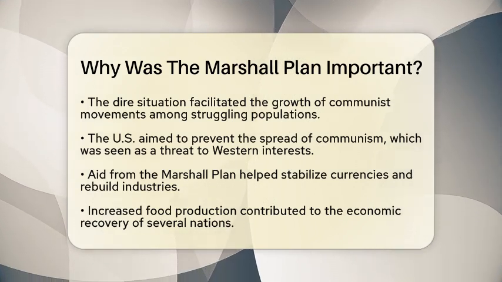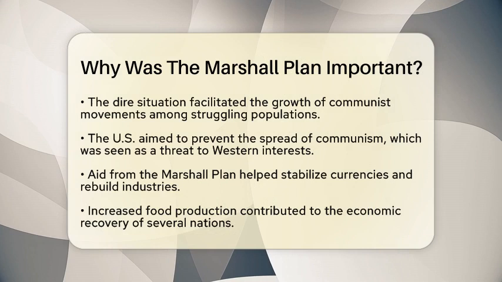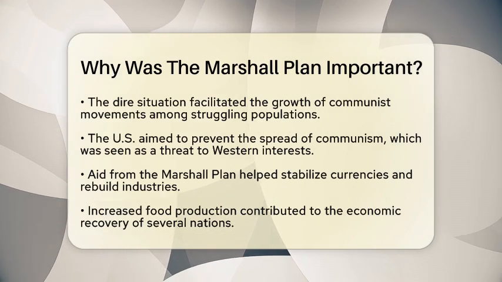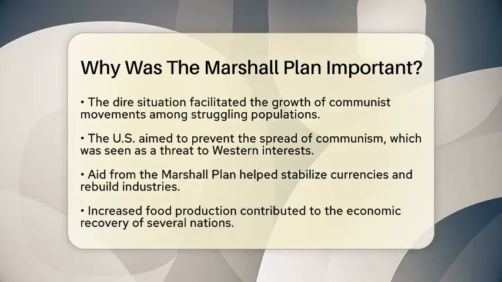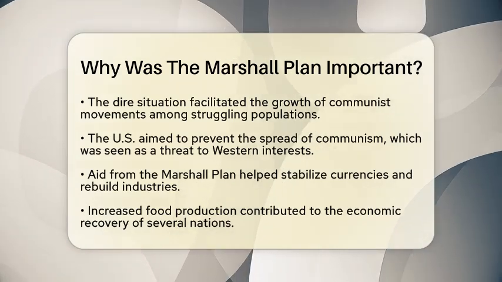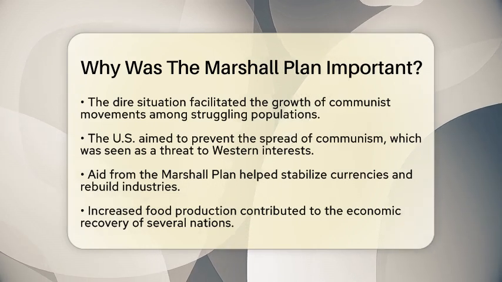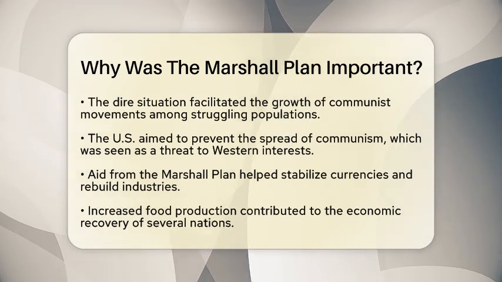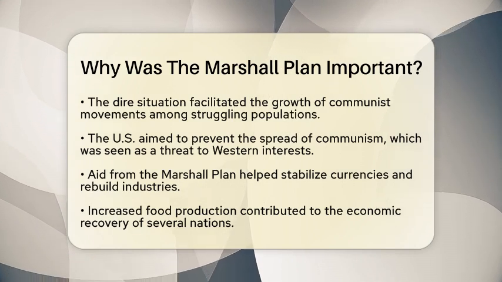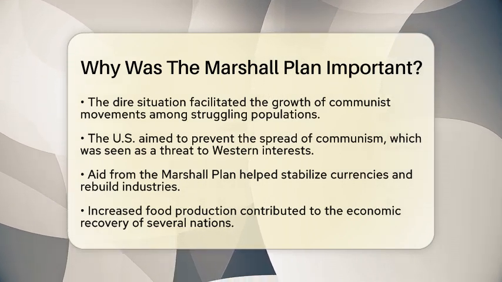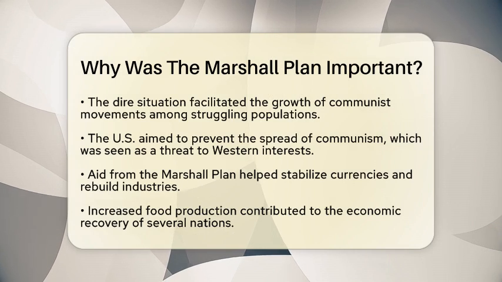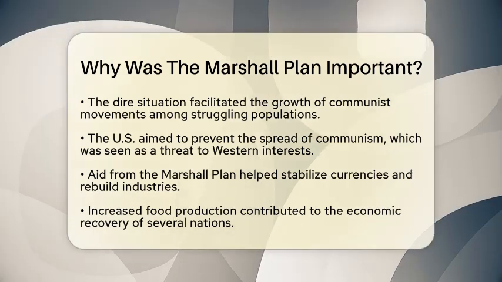The United States was particularly concerned about the spread of communism. The fear was that without assistance, countries might fall under Soviet influence. This was seen as a direct threat to Western interests and the global balance of power. By providing aid, the United States aimed to stabilize these economies and reduce the appeal of communism.